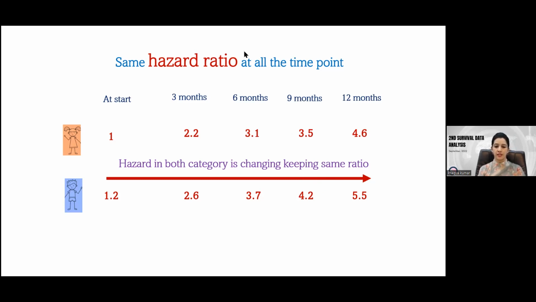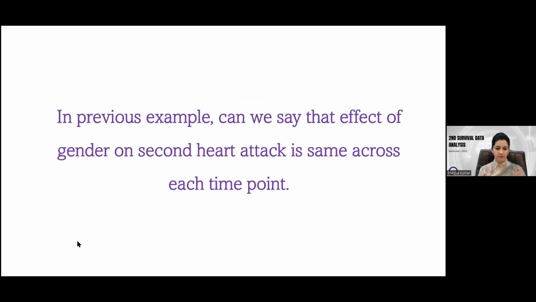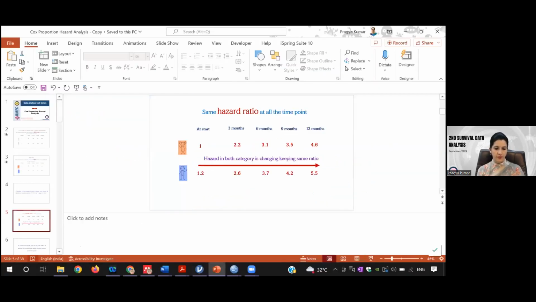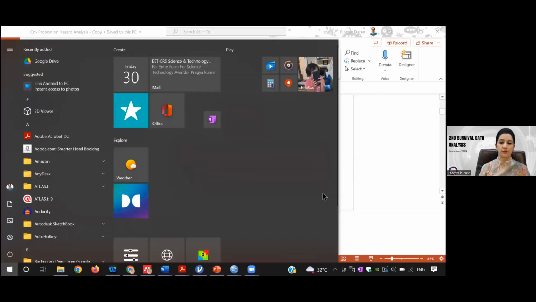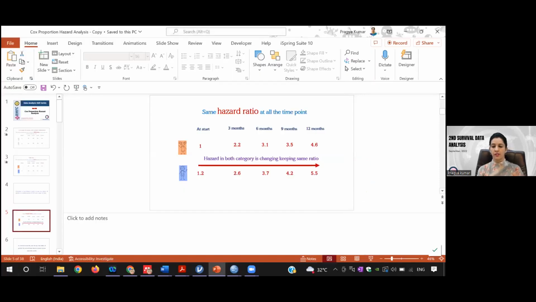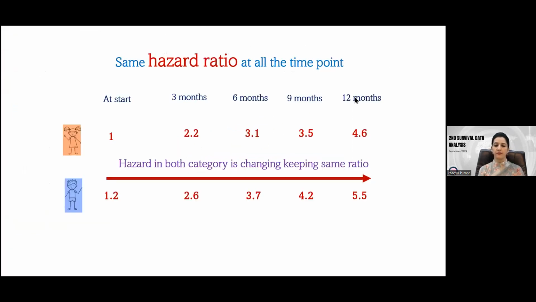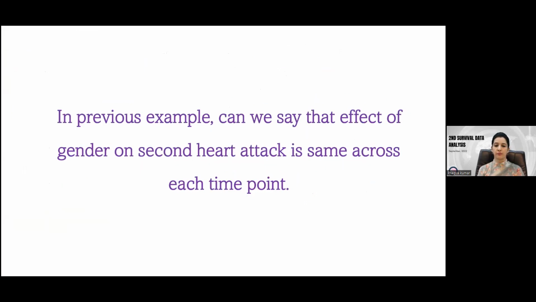So if I see the chat box, I think none have written yet. Let me do it. I'll open my calculator. So 1.2. Okay, you people have written. So it is 1.2. Then what will be 5.5 by 4.6? It is again 1.2. So you can say that it is constant across each time point. That means this ratio, which is there at the start, is constant at each time point.